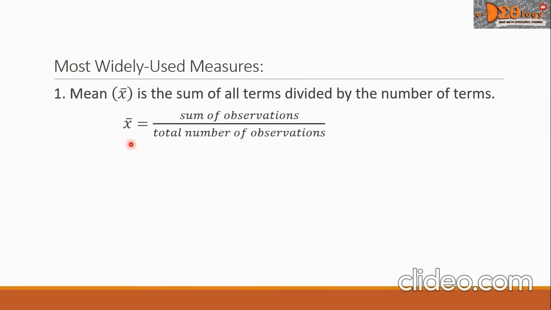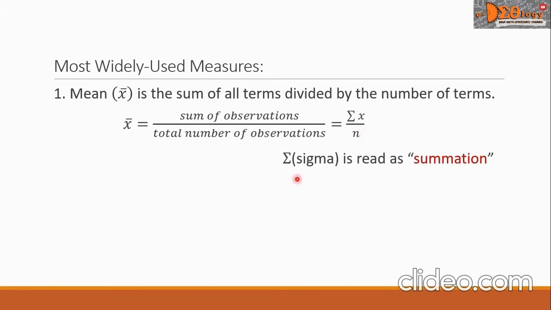In symbol, we may write x bar equals sum of observations divided by total number of observations. In formula, we may write sigma x over n. The sigma is read as summation. So the formula here is read as summation of x over n.